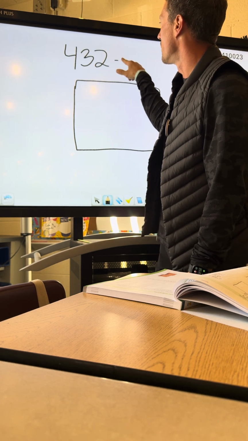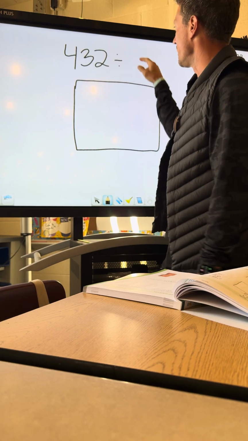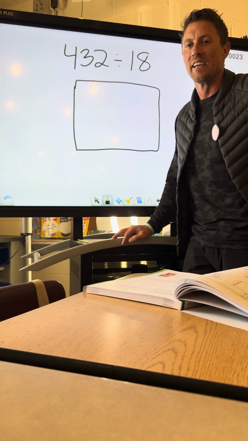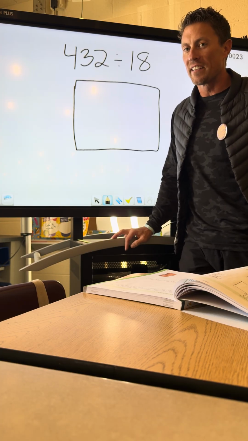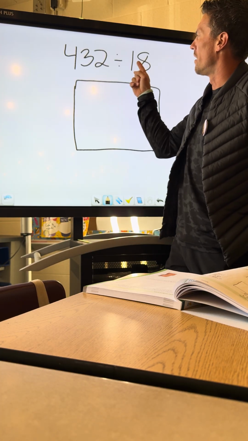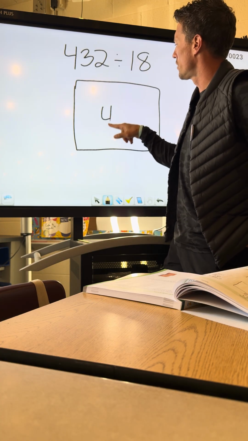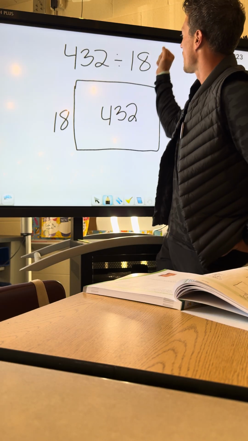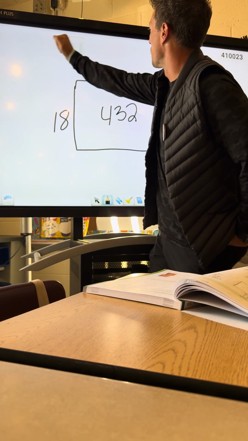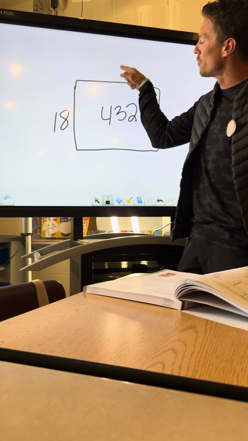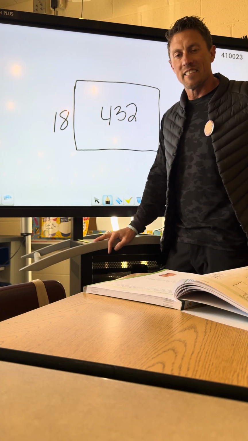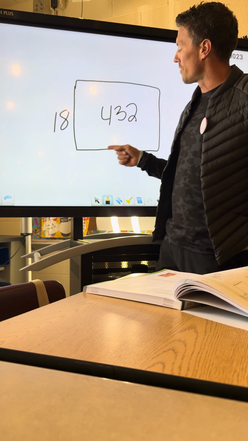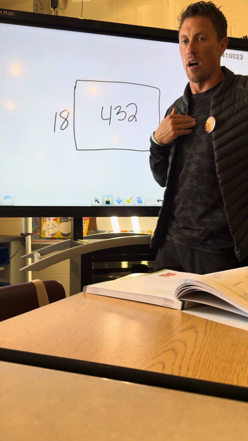So maybe what we have here is a problem such as 432 divided by 18. Obviously this is not a problem that we have stored up in our brain, where we can find the answer just by looking at it. 432 would go in here, 18 would go up here. So I need to think, 18 times what equals 432. Now I'll tell you, I don't have that answer stored myself. So we have to think, how can we solve this in a way that makes sense for us?